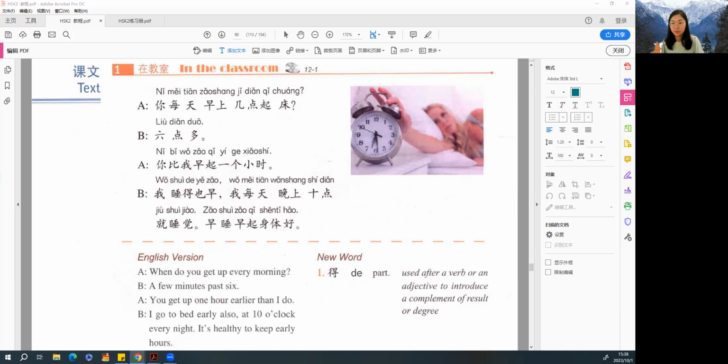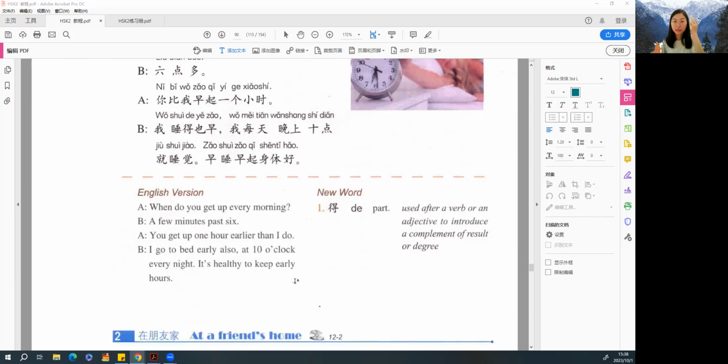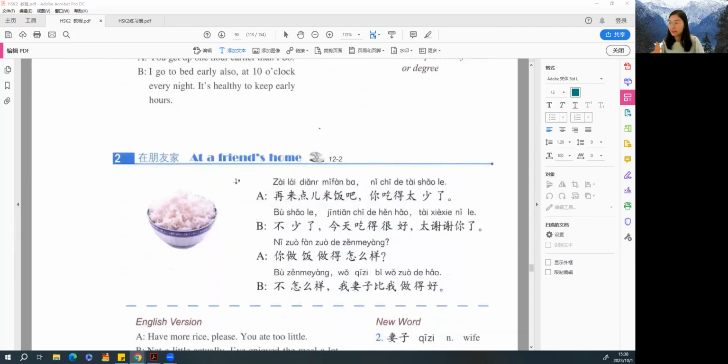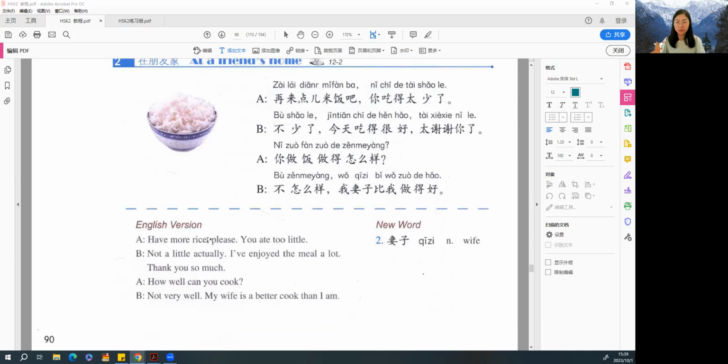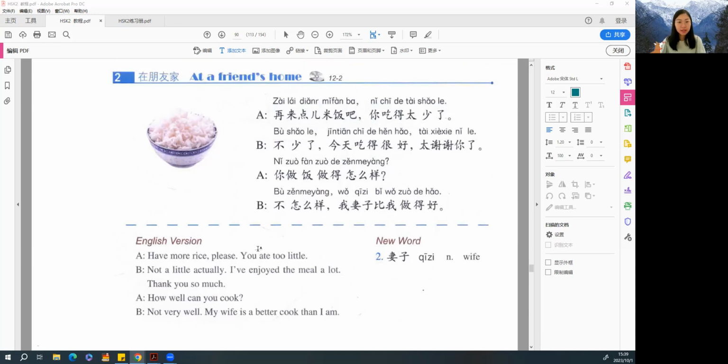Okay, so wait a second, it's at a friend's home, and there's rice over here. Maybe they're discussing something about the lunch or the dinner, the meal. How is it? Probably delicious or not delicious. We are going to take a look. Oh, just one new word here, 妻子. 妻子 is the wife. We learned it in the warm-up section. Okay, so now let's take a look at the text.